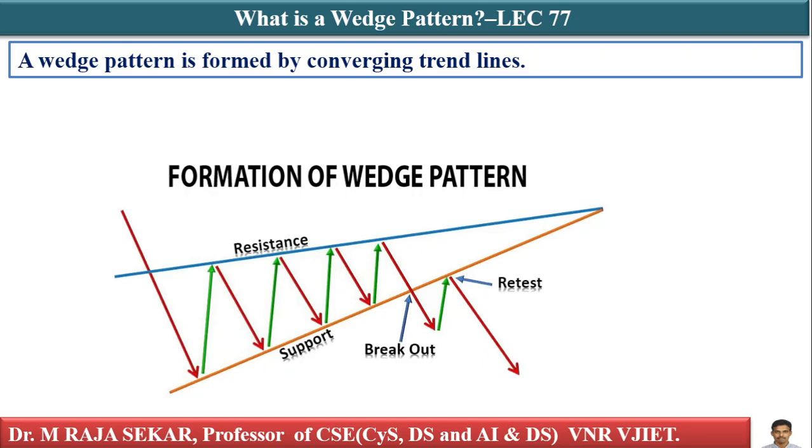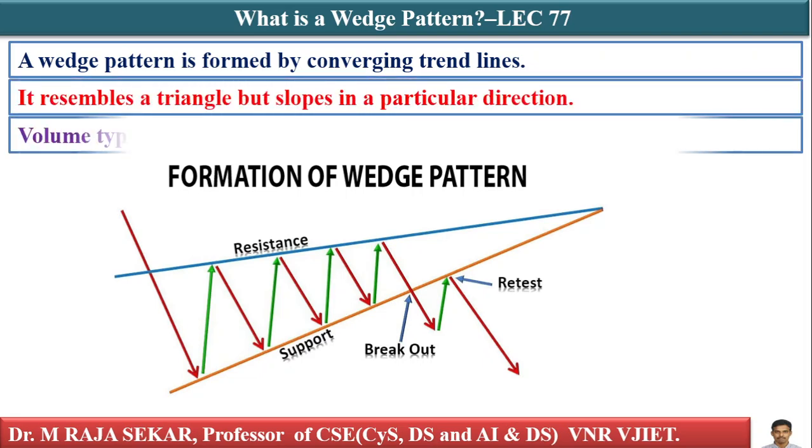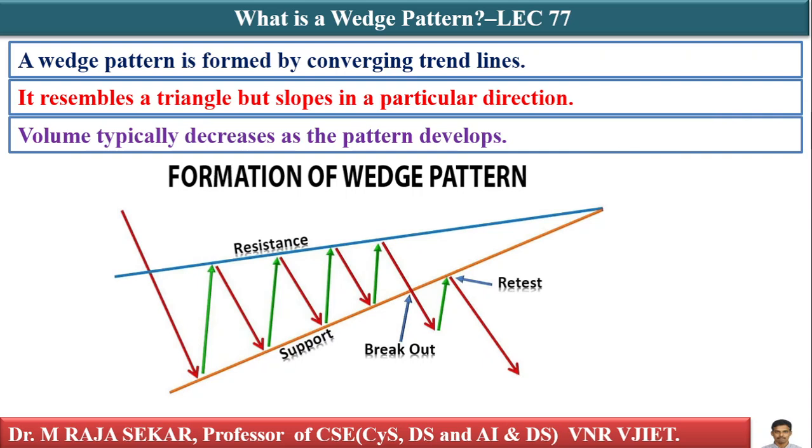What is a wedge pattern? A wedge pattern is a technical analysis chart pattern used in trading to predict future price movements. It signals a potential reversal or continuation of the current trend, depending on its type and location in the trend. A wedge pattern is formed by converging trend lines. This is one trend line. This is another trend line. It resembles a triangle, but slopes in a particular direction.